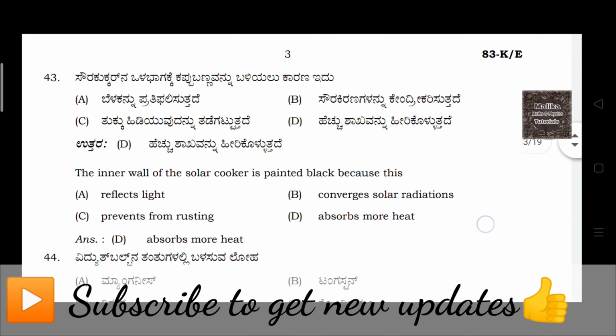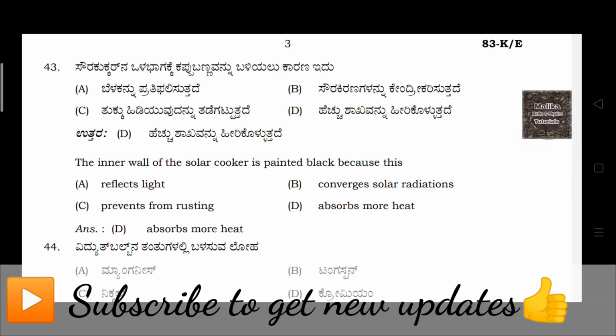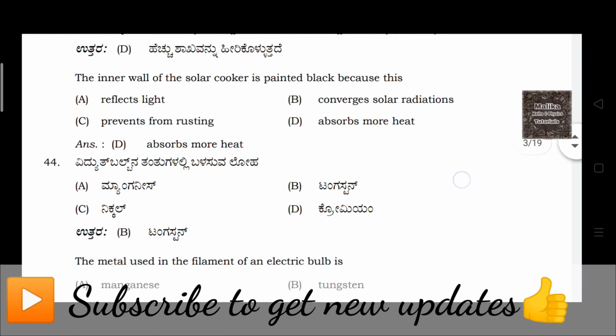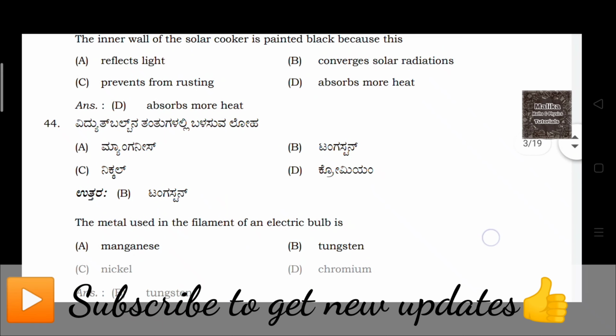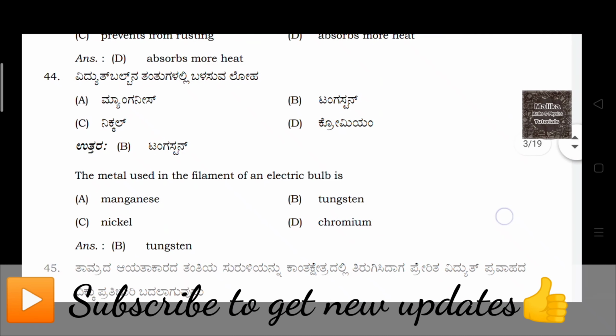Next question number 43. The inner wall of the solar cooker is painted black because this absorbs more heat. We all know that black color absorbs more heat. That's why in summer season it is recommended not to wear black clothes. Next question number 44. The metal used in filament of an electric bulb is tungsten.